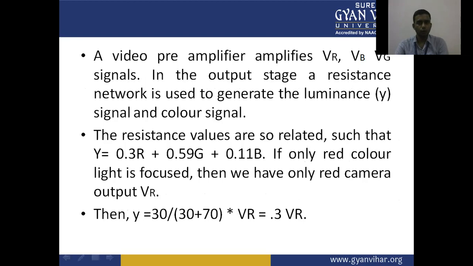In the output stage, a resistance network is used to generate the luminance Y signal and color signal. The resistance values are so related that Y equals 0.3 R plus 0.59 G plus 0.11 B. So this is the equation for the luminance signal, that is Y, and color signal.